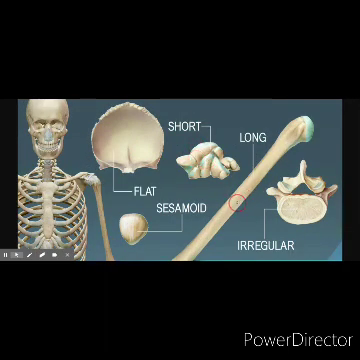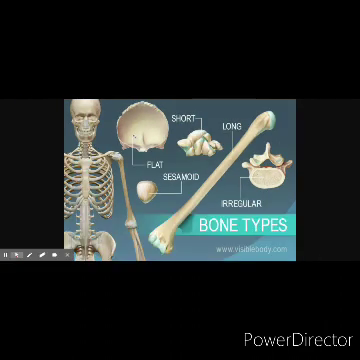Next we have long bones like the femur and the humerus, which mostly serve for movement. Then we have flat bones like the skull and the scapula, which serve to protect the underlying organs. Next we have irregular bones like the face and vertebrae, which fulfill special functions. And finally sesamoid bones, which help extend the tendons.